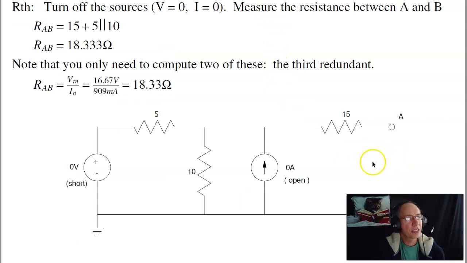Third test is find our Thevenin. Turn off the current source, so this is open, 0 amps. Short the voltage source, this is 0 volts. And what I see is 15 ohms in series with 10 ohms in parallel with 5 ohms. Gives you 18.33 ohms. So that's the resistance, that's R Norton, that's also R Thevenin.